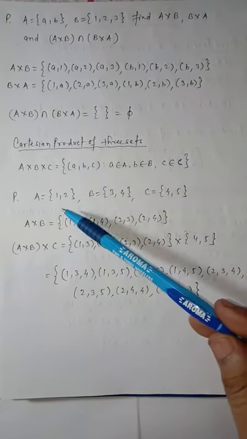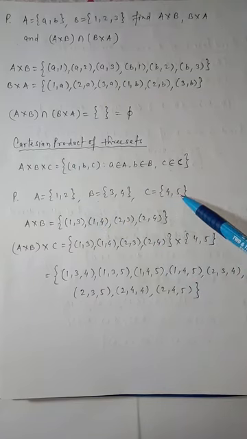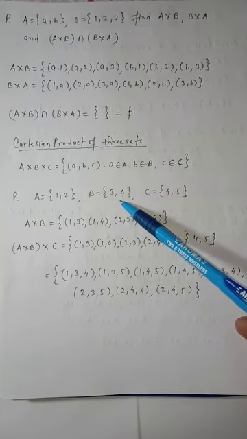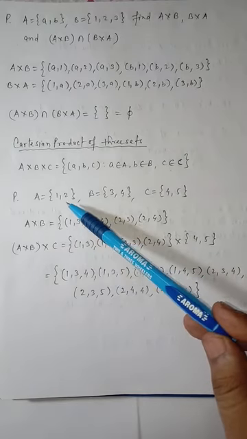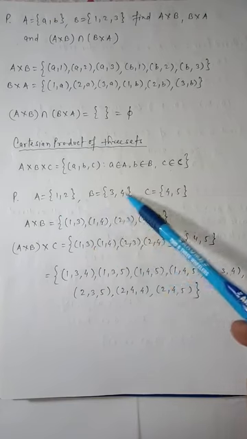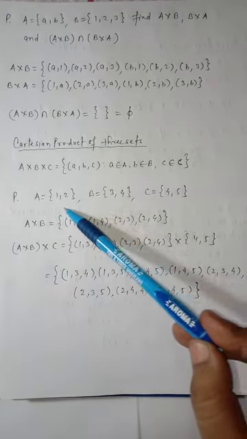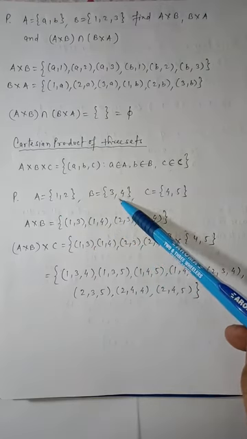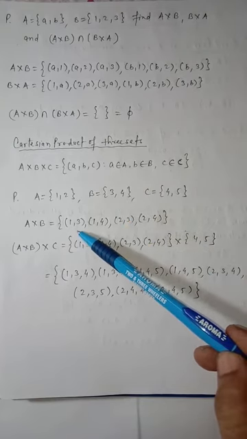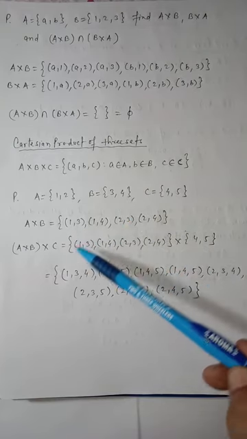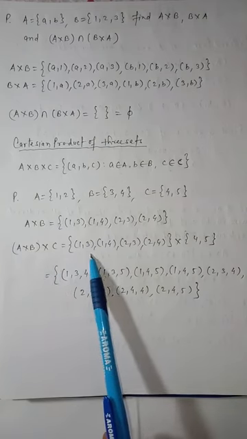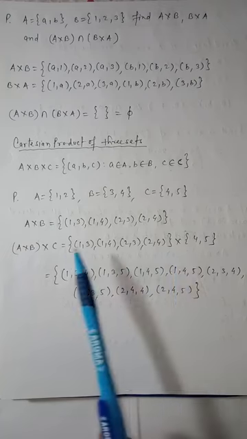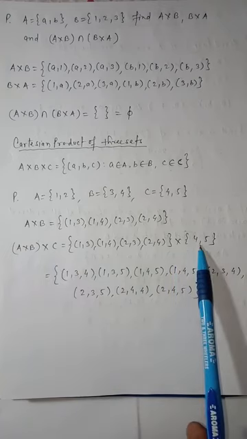Like if A is 1 comma 2, B is 3 comma 4, C is 4 comma 5, and you want to find out A cross B cross C. For that you first of all find what is A cross B. So A cross B means 1 comma 3, 1 comma 4. Similarly 2 comma 3, 2 comma 4. So it is A cross B. Now for A cross B cross C, you write A cross B here, cross set C, 4 comma 5.